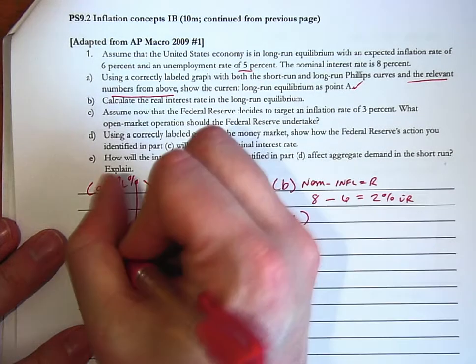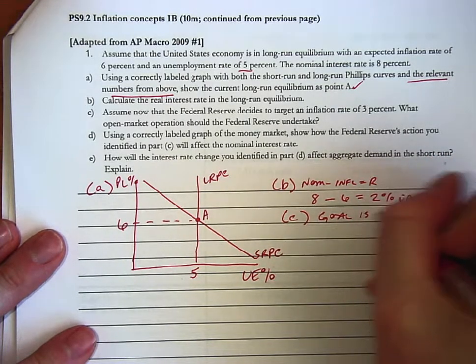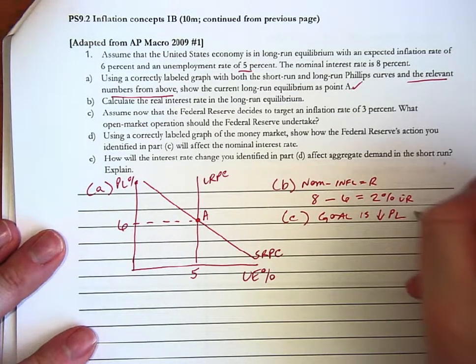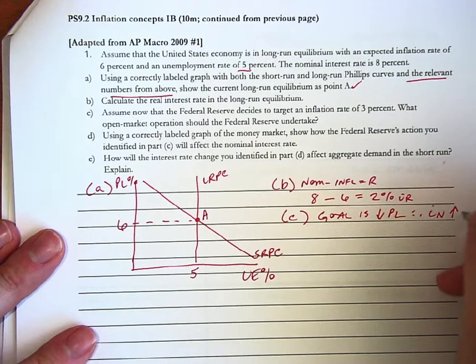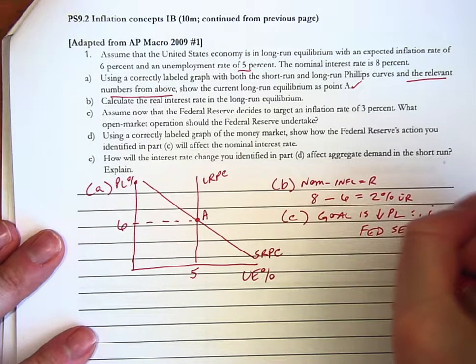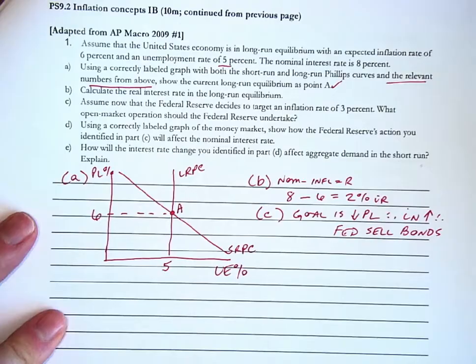So it wants the inflation to go down. The goal, I'm going to write this here, is to decrease the price level. Therefore, they will want the nominal interest rate to go up. So what's the open market operation that would raise the interest rate? The Fed should sell bonds.